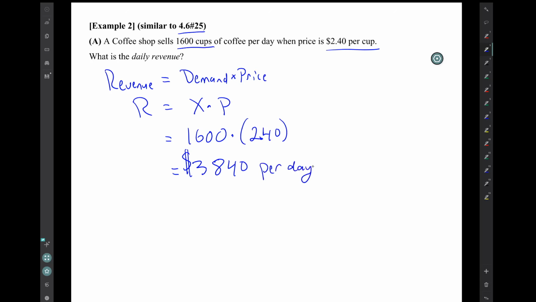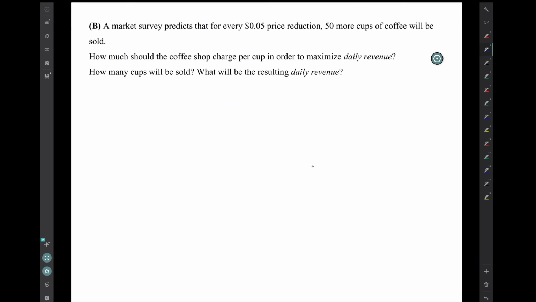So the solution is that the revenue is $3,840 per day. Question B. A market survey predicts that for every 5-cent price reduction, 50 more cups of coffee will be sold per day. So the question is, how much should the coffee shop charge per cup in order to maximize daily revenue?